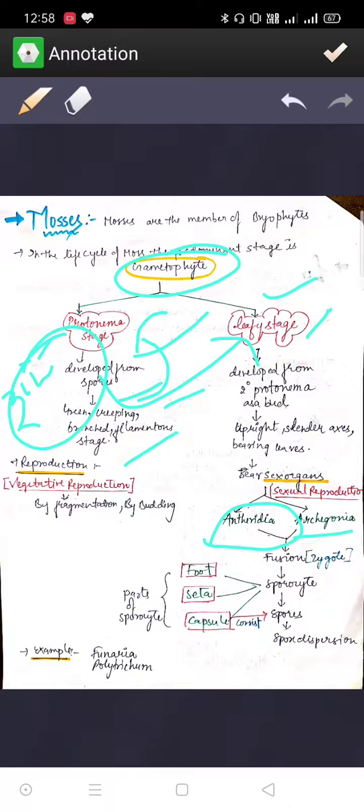These two fuse together and form the zygote, which develops into the sporophyte, and this sporophyte has three structures: foot, seta and capsule. These capsules contain spores, and these spores are responsible for spore dispersal and develop into a new plant. This type of feature is found in Funaria.